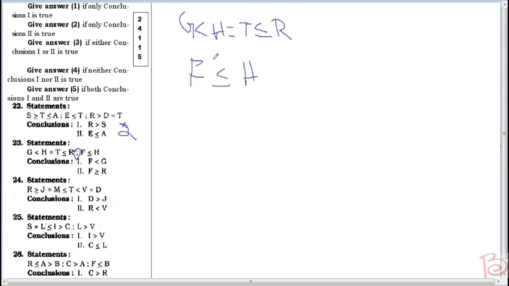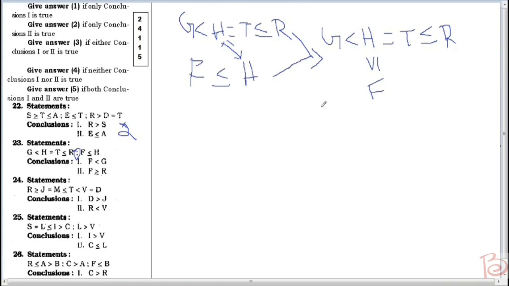Okay, as I told you in the first sum, the common term between the first and the second statement is H. So I'm going to write it as a single statement, that is G less than H equal to T less than or equal to R, and I'm going to write it as H greater than or equal to F. Okay, so this is the combined statement. So let's go for the conclusion, that is, we want to know whether F is less than G.